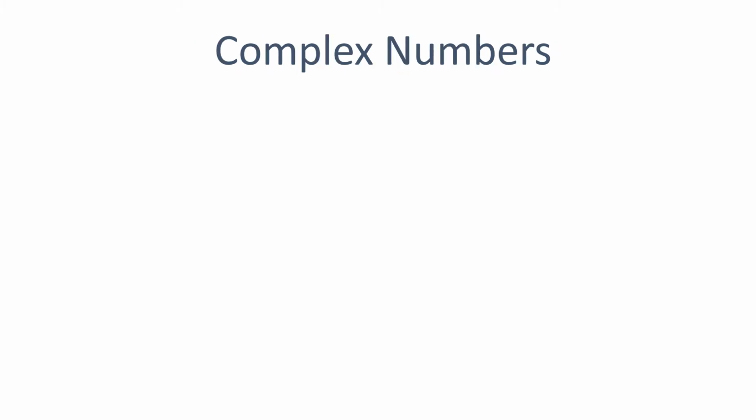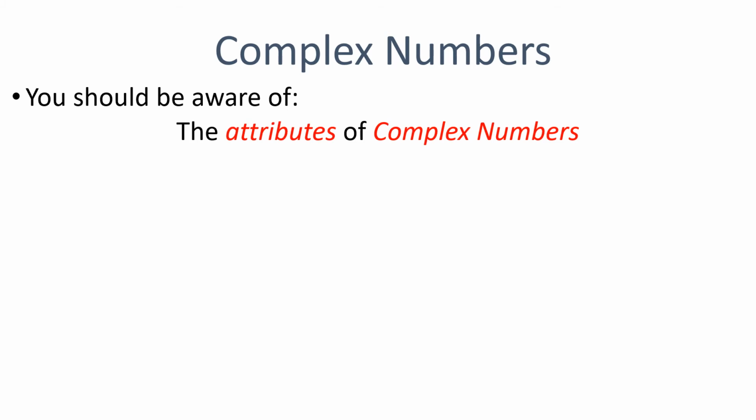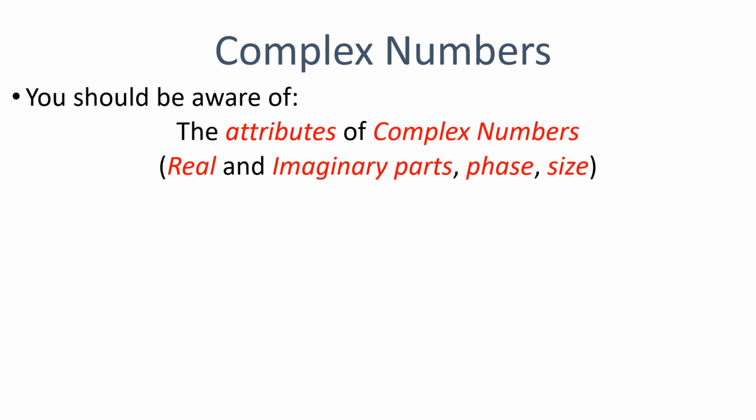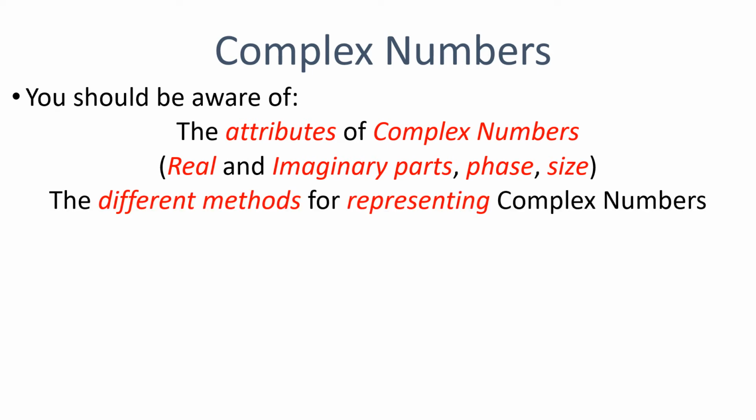What about complex numbers? You need to be aware of the different attributes of complex numbers. Things such as the fact that a complex number consists of a real part and an imaginary part. It has a phase, which is an angle associated with it, and a particular size, and how that size is defined.